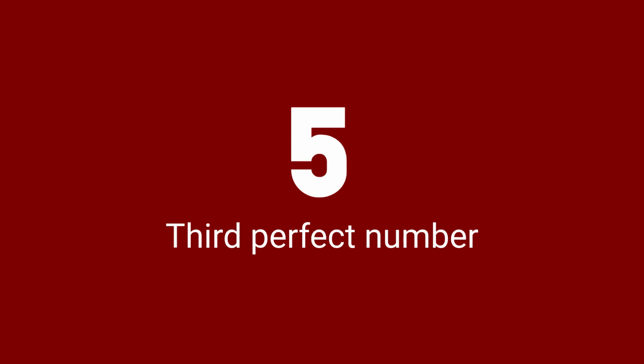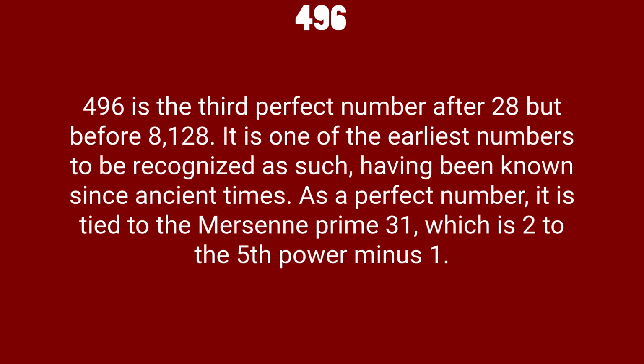Third perfect number. 496 is the third perfect number after 28 but before 8128. It is one of the earliest numbers to be recognized as such, having been known since ancient times. As a perfect number, it is tied to the Mersenne prime 31, which is 2 to the 5th power minus 1.